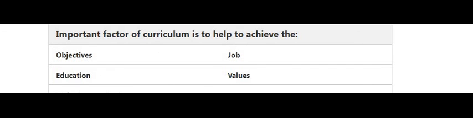An important factor of curriculum is to help to achieve the: objectives, job, education, values? Correct answer is objective. An important factor of a curriculum is to achieve the objectives.